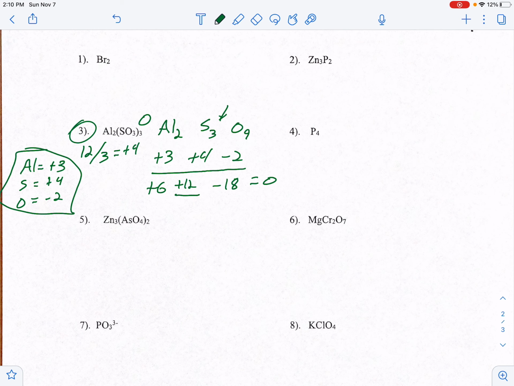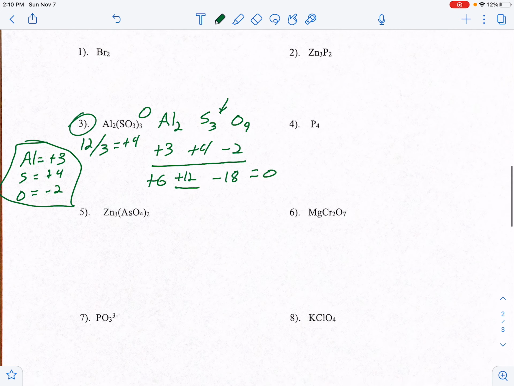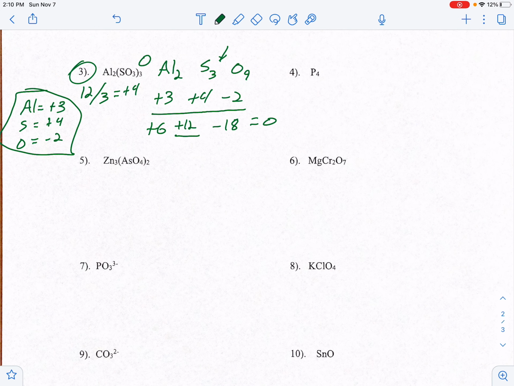All right, so we'll do one more. We'll go ahead and just do the one right below it because that looks like a complicated one. So I'm going to spread it apart. I have 3 zincs. I'm going to cross multiply. I have 2 arsenics. And I'm going to cross multiply the oxygens. I have 8 oxygens. Do I have a charge? No, I do not. So I'm going to set this all equal to 0.